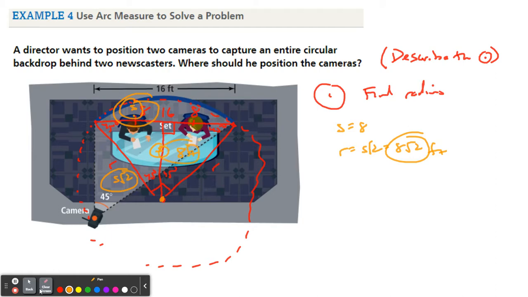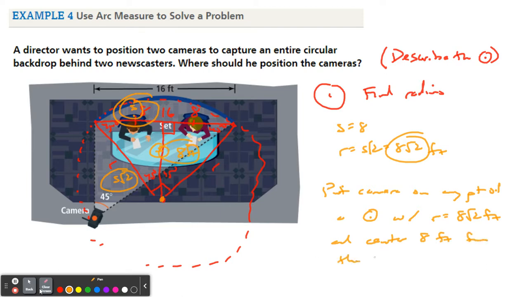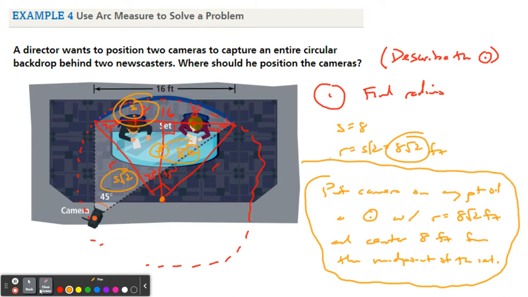So this is the other important point they want you to point out, about where the center of the circle is located. All right, so the answer here, and again, this is a strange question, but do it anyway. So the answer is, put the camera on any point of a circle with radius equal to 8 square root 2 feet and center 8 feet from the midpoint of the set. So again, if this circle represents that, they're saying you can put the camera anywhere on here.